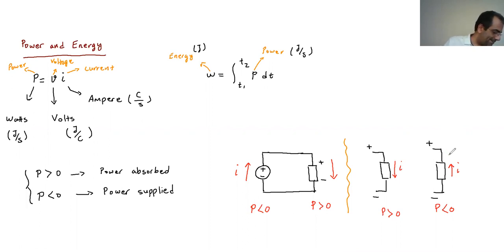Just a quick example. The book has this: if we know that V is a function of time, and it's going to be 2e to the negative t.